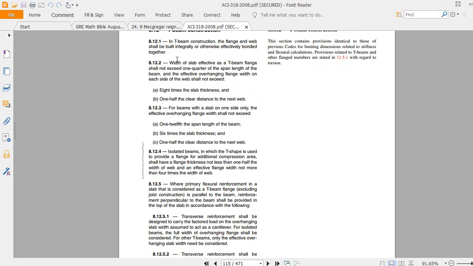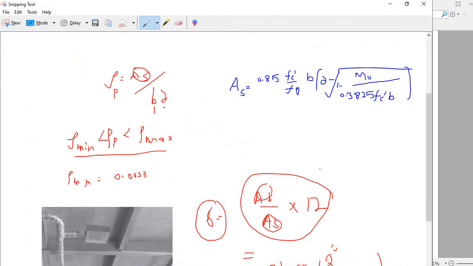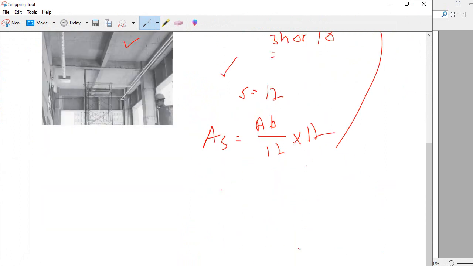Inshallah, in my next video I will explain this whole procedure, how to fix the overhang portion of the T-beam. But here in this case you see this 3.25 feet. This is the overhang portion. You already know this procedure if you have studied the T-beam procedure.